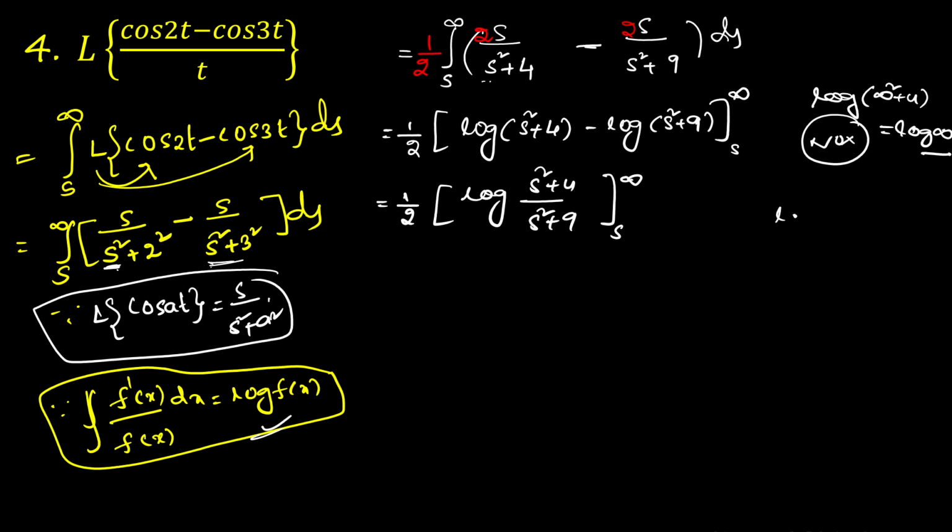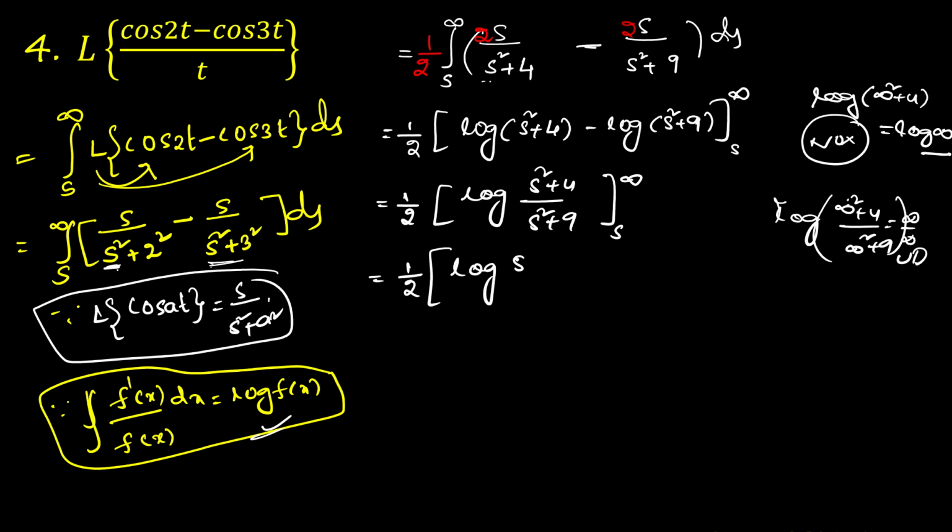So if you apply the upper limit, log of infinity square plus 4 by infinity square plus 9. Infinity square, infinity plus 4, infinity by infinity. Here infinity by infinity is what? Undetermined form. So here also we cannot apply the limit directly. So now, like the previous problem, take the highest degree of s common from the numerator by the highest degree of s common from the denominator. I took s square common.